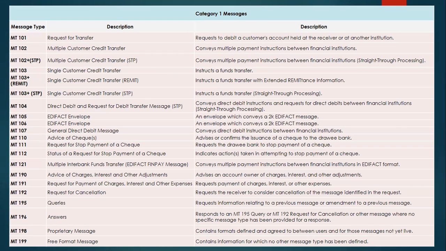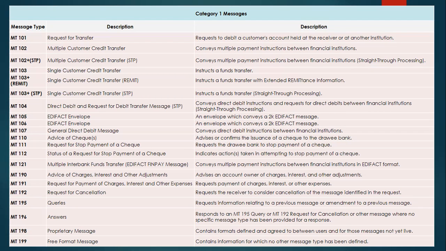Then we have MT192, which is request for cancellation of a payment. If a payment has been initiated, whether it be the single customer credit transfer payment MT103 or MT102, and it has to be cancelled, an MT192 message is sent out. We have MT195, which is a queries message used by operations users, and in the same way MT196 carries the answers for the questions which have been asked. Then MT198, which is a proprietary message, and MT199, which is again a free format message generally used in SWIFT gpi.